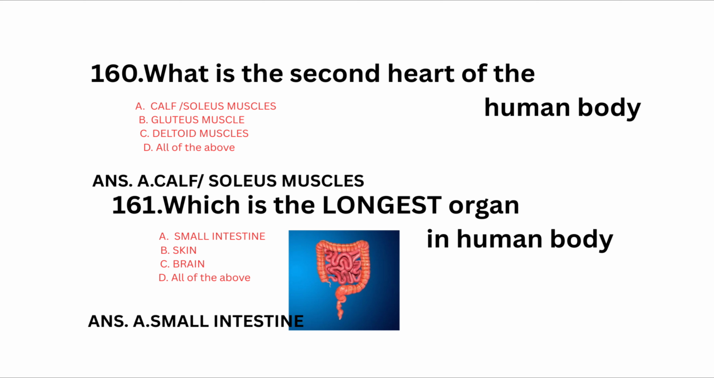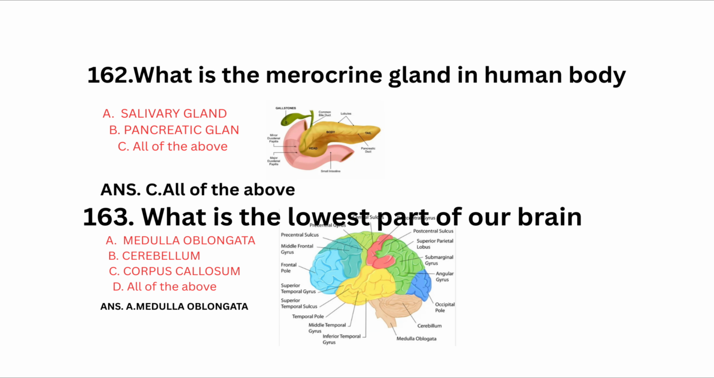161. Which is the longest organ in the human body? A, small intestine, B, skin, C, brain, D, all of the above. Answer is A, small intestine. Yeah, the small intestine is basically the longest organ.